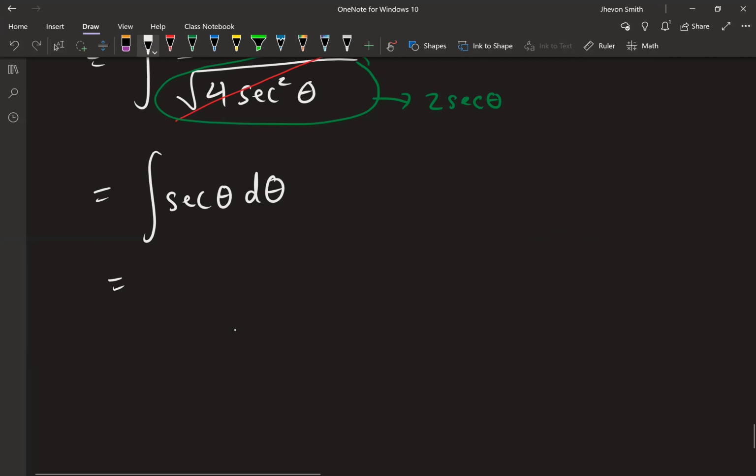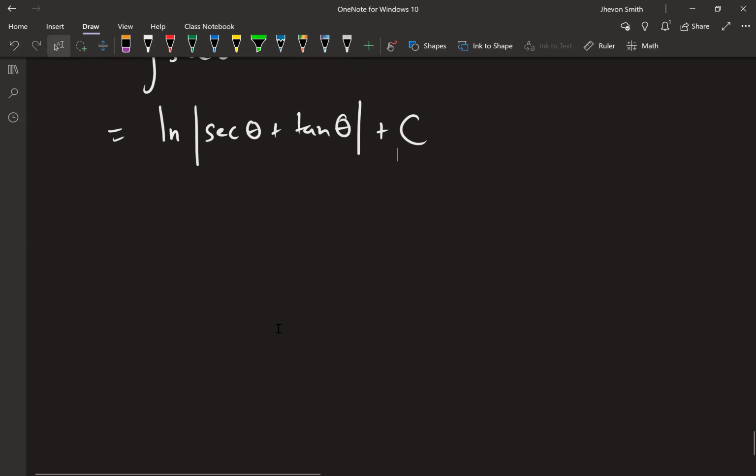Okay, and the integral of secant is almost, Abdullah, you forgot the absolute value. So it's the absolute value of secant theta plus tangent theta. Now that's your answer in theta. You have to back substitute. What do we do? How do we get the back substitution working? The triangle, how do you set up the triangle?